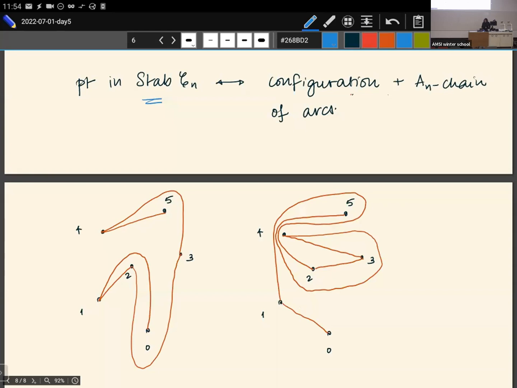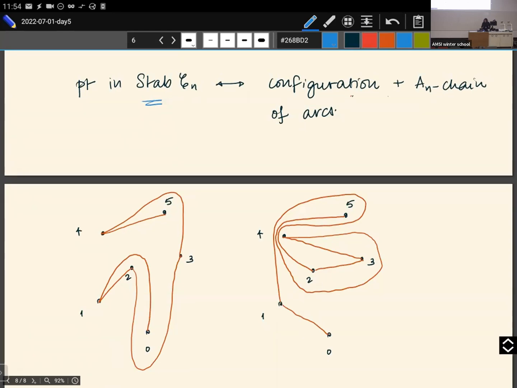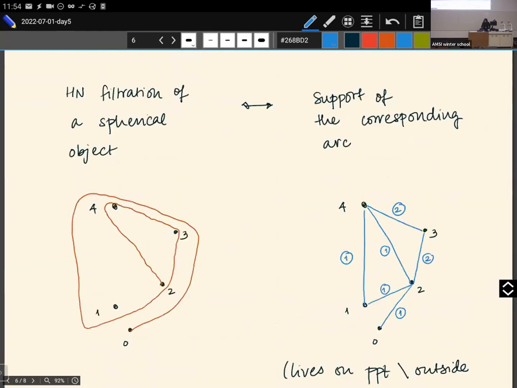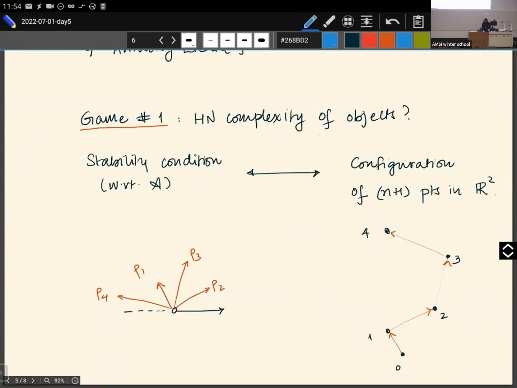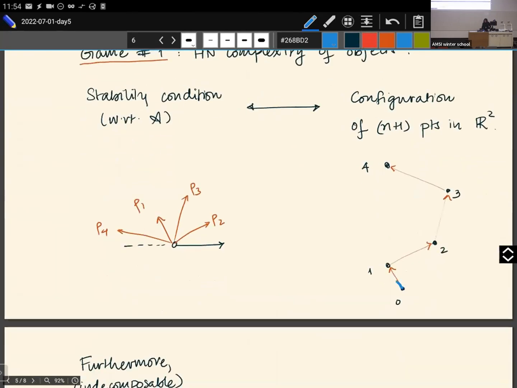So remember that, why should this be true? The stability conditions that we were looking at here were with respect to a fixed heart A, and then this is the AN chain.